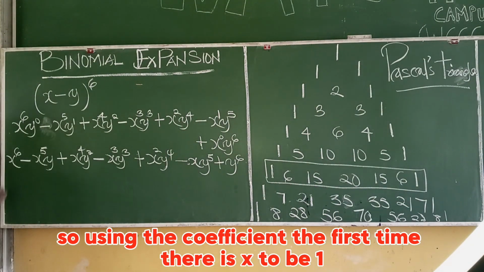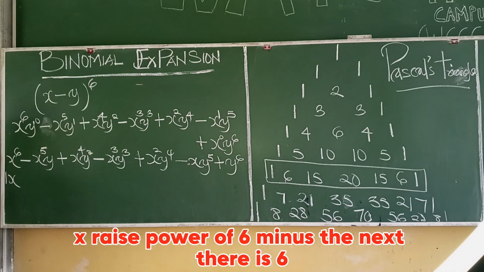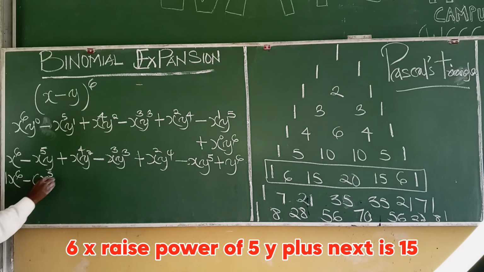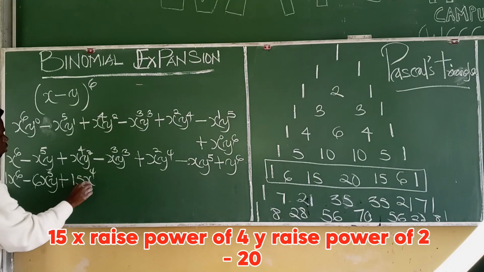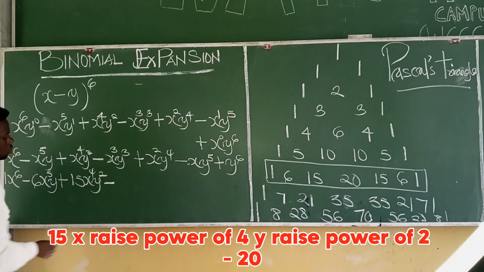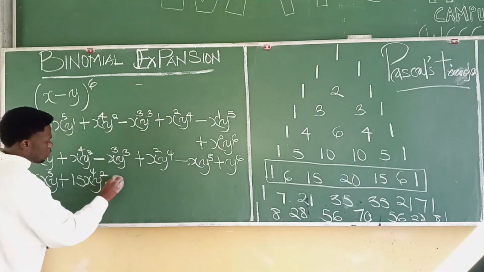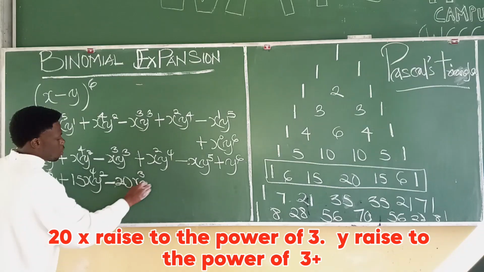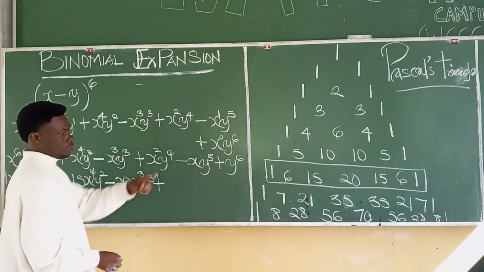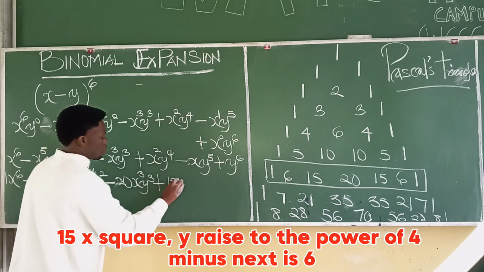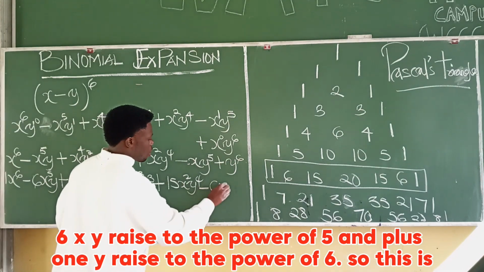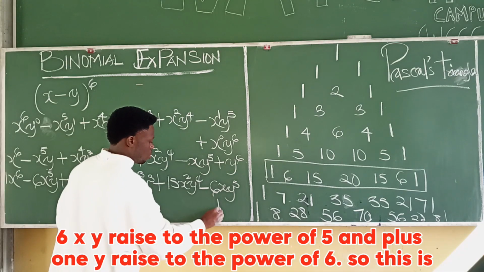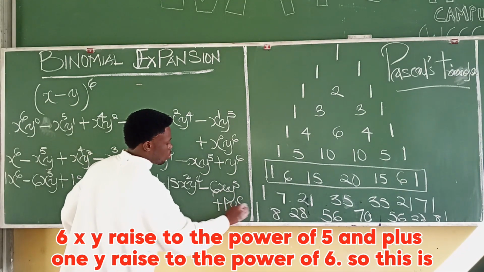So using the coefficient, the first term there is 1x raised to the power of 6 minus the next, 6x raised to the power of 5 y plus next is 15x raised to the power of 4 y raised to the power of 2 minus 20x raised to the power of 3 y raised to the power of 3 plus the next is 15x squared y raised to the power of 4 minus next is 6x y raised to the power of 5 and plus 1 y raised to the power of 6.